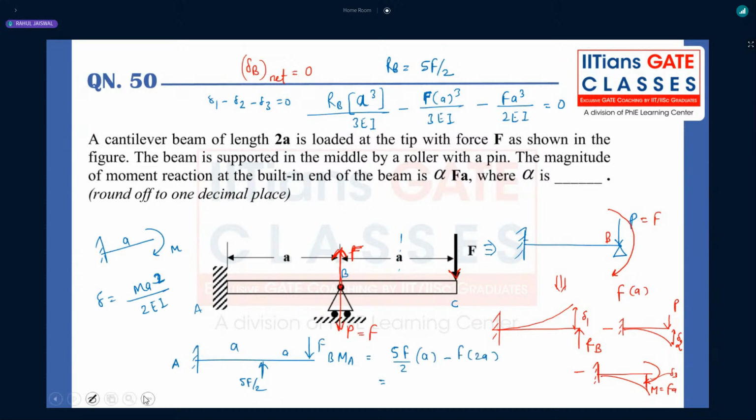Even though you are basically not knowing the sign convention, no need to worry because they have mentioned magnitude only, right? So 2.5 FA minus 2 FA. So that will be 0.5 FA. So this is what alpha we have, right? So the answer will be what? 0.5, right? Getting my point?